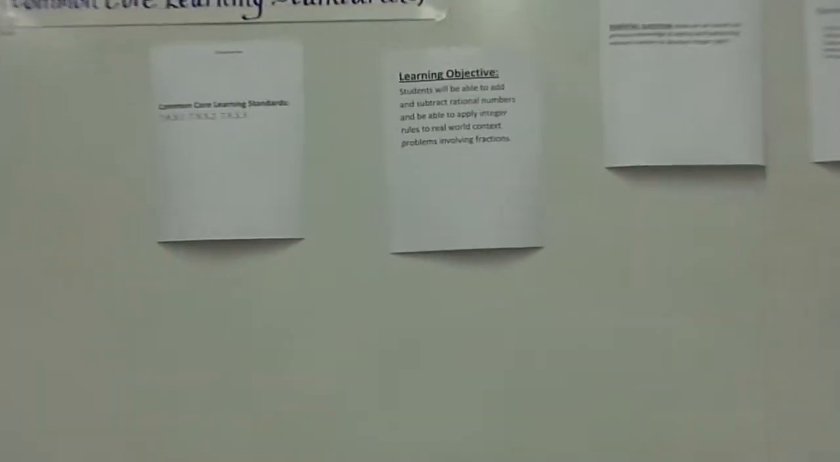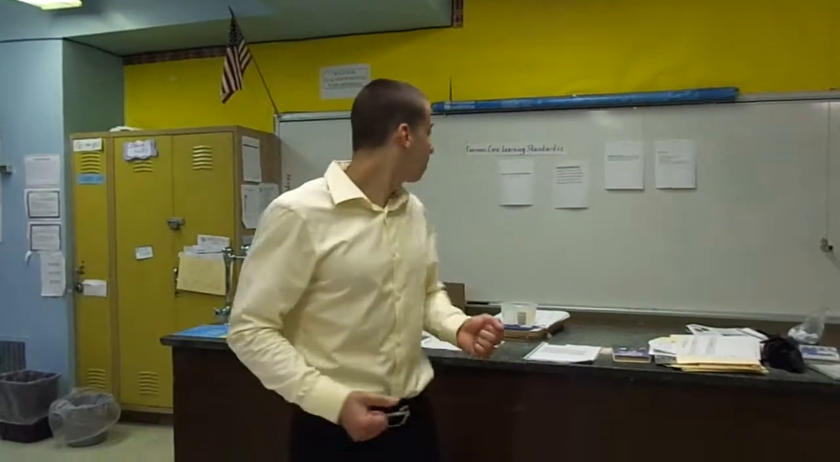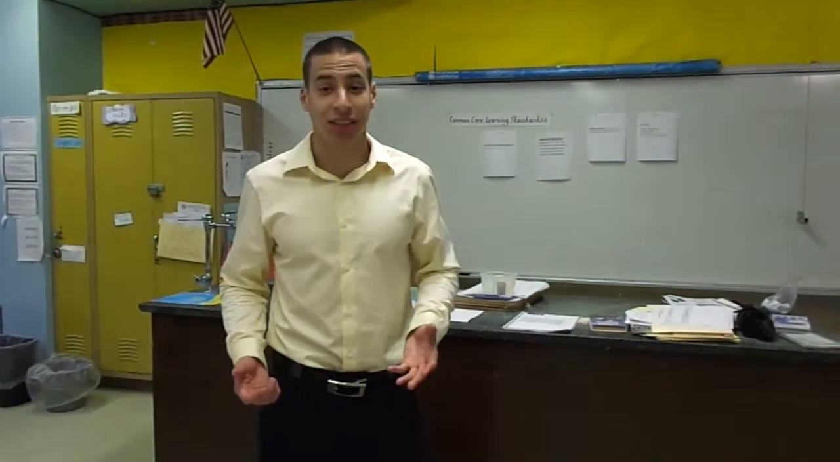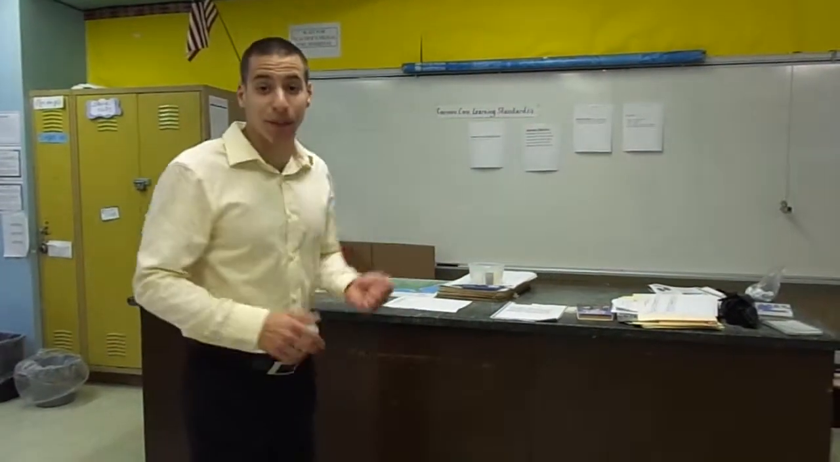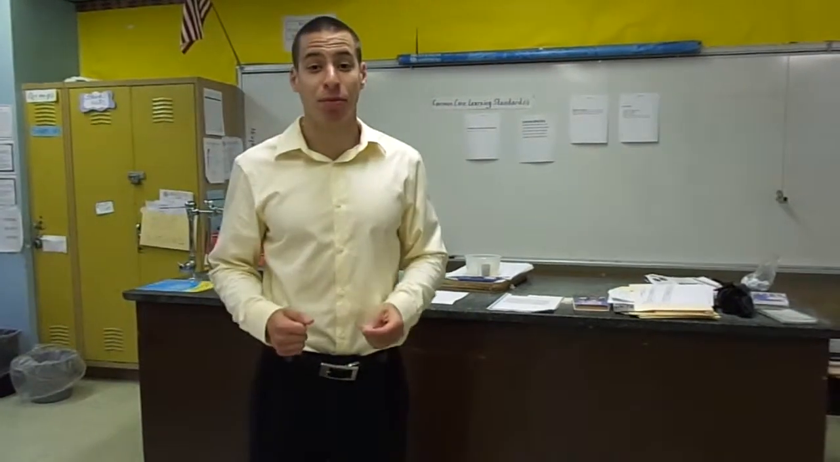We have the learning objective, we have the Common Core learning standards, and the essential question. The learning objective and the Common Core learning standards correlate to one another. I always like to explain exactly what the Common Core learning standards represent and what they mean to the students. 7 represents the grade level, it's 7th grade. NS means number sense and operations, and 1 is the strand.